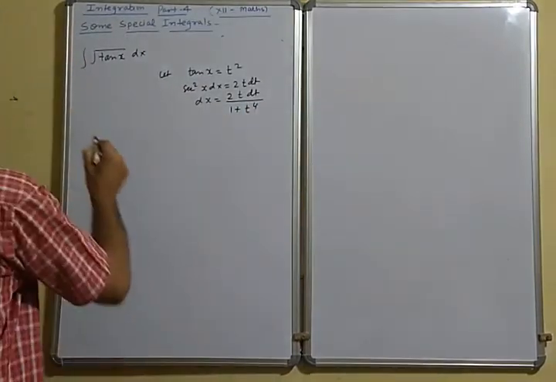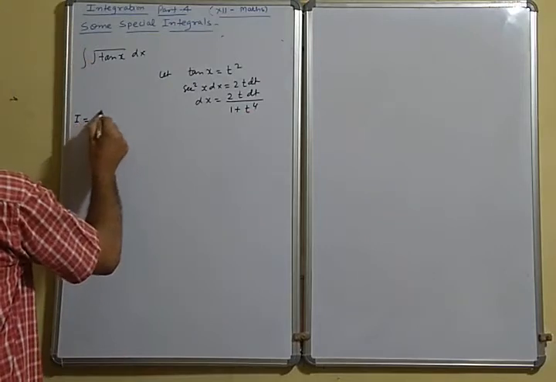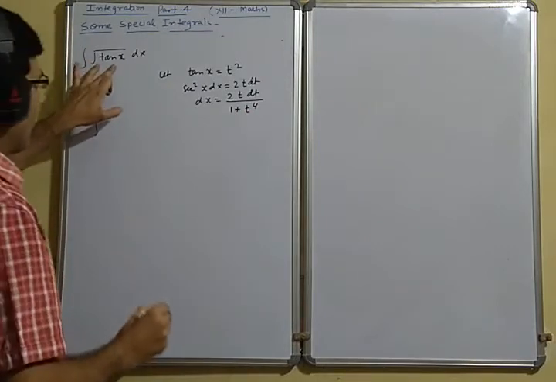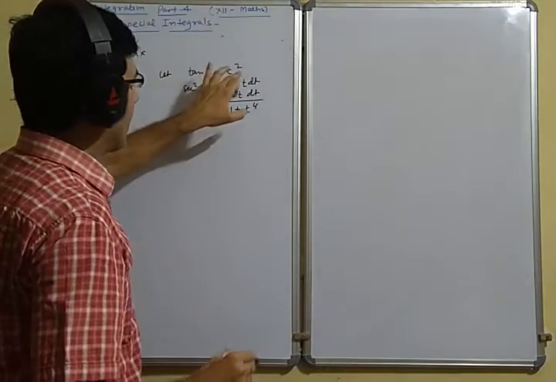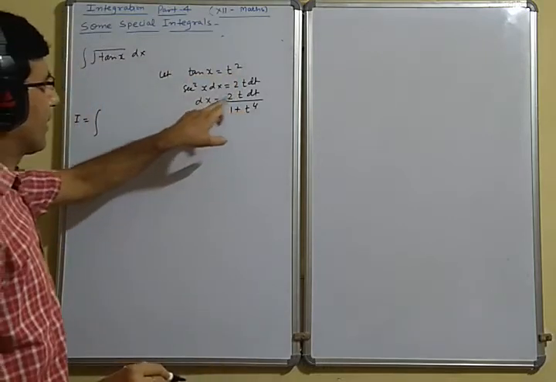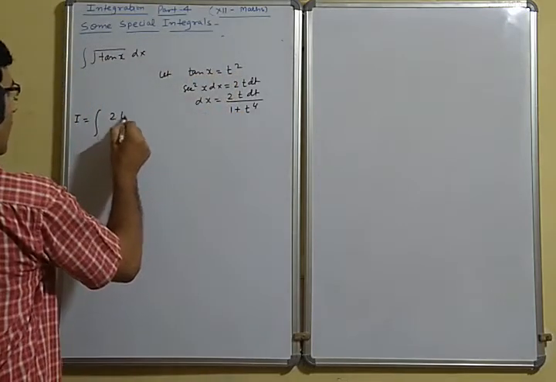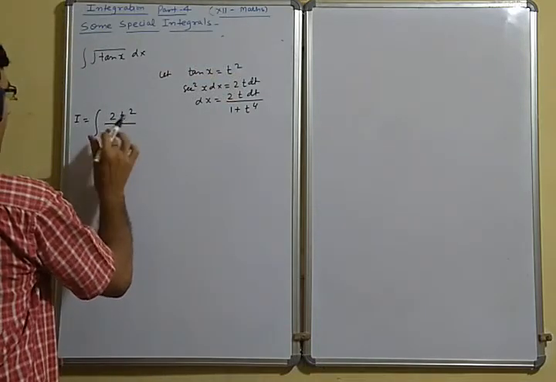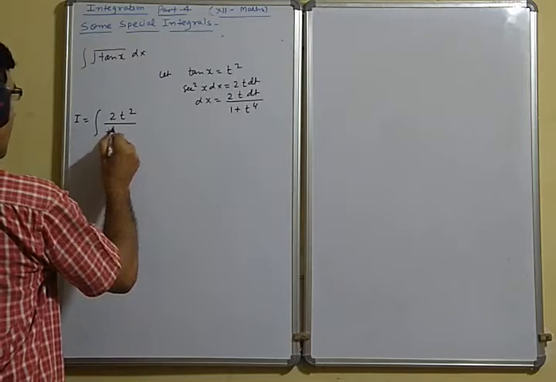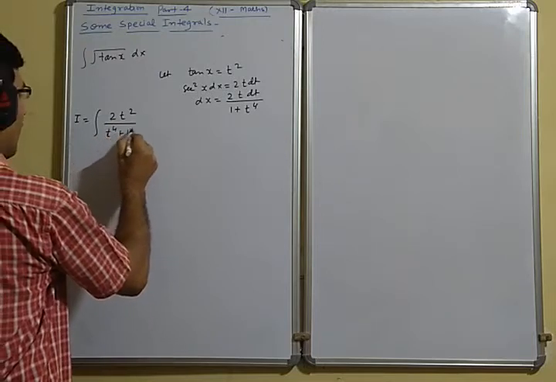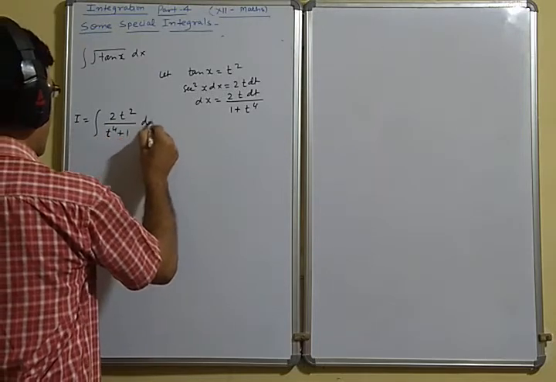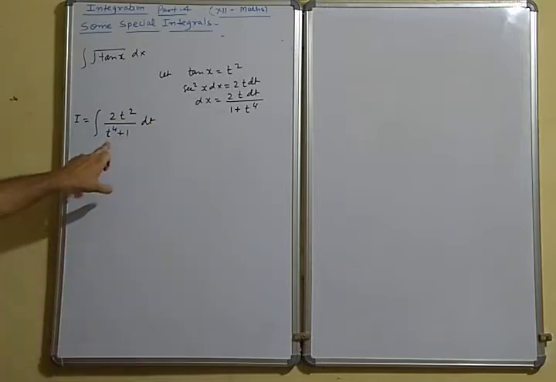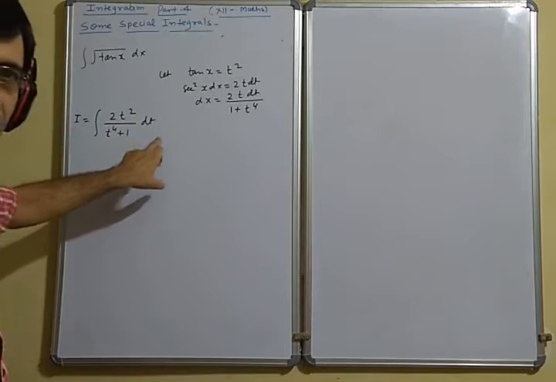So this integration I becomes under root tan x, that is t, and dx is this. So what we can write? 2t square upon 1 plus t raised to power 4 dt. This is of the form 2t square upon t4 plus 1 dt.